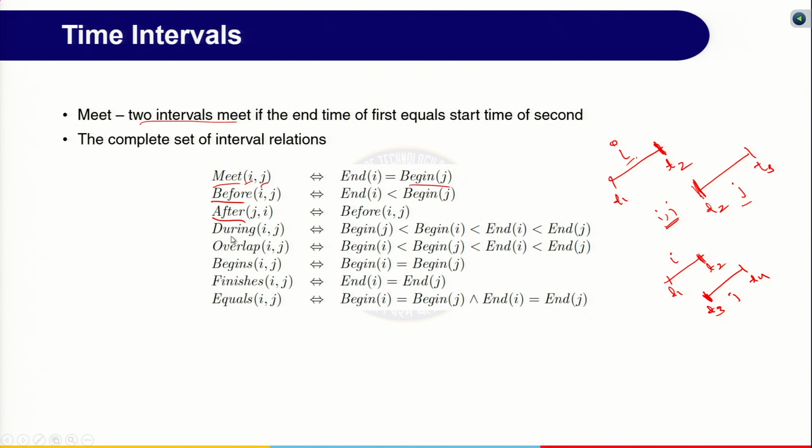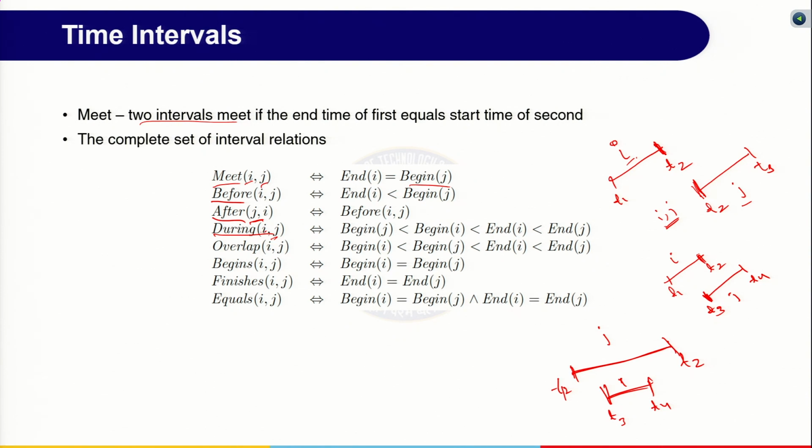After is just the same notation as before, only the arguments are reversed. During says that while we are having the j interval, i has happened during the j interval. So i happening during j is represented as during. So j is represented like this and i is represented like this. So i has started and finished within the interval of j. That is represented as the function during.